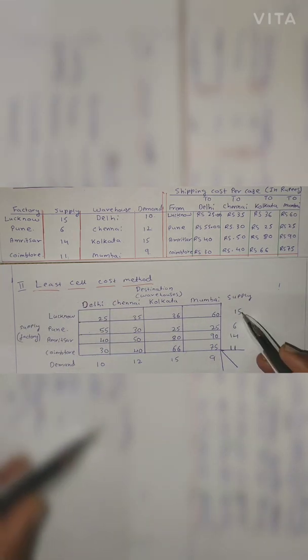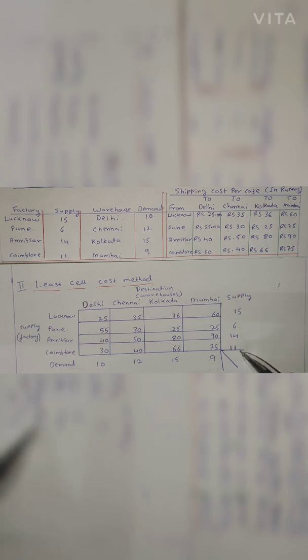Over here is 15 plus 6 plus 14 plus 11. If you add this all up, it will come to 46. If you check demand, which is 10 plus 12 plus 15 plus 9, if you add this all up, it will come to 46. So that means supply is equal to demand, it is balanced.